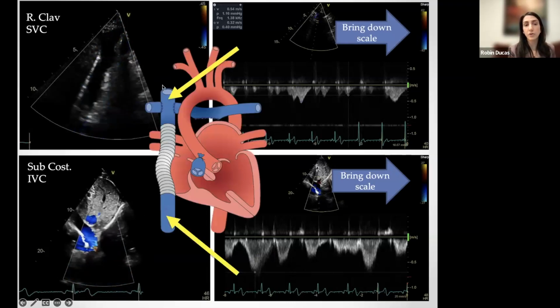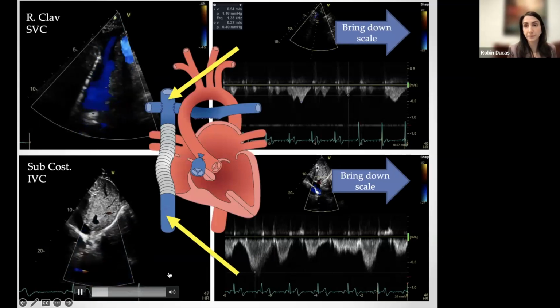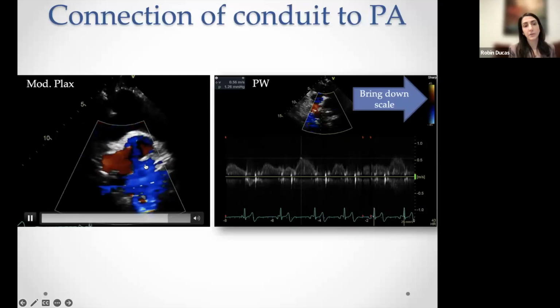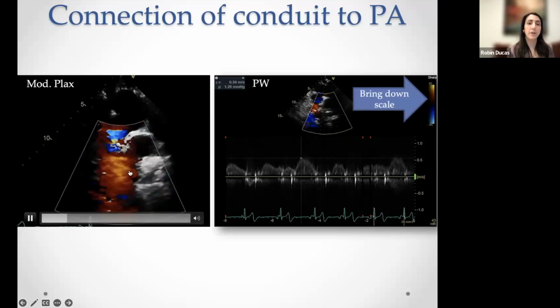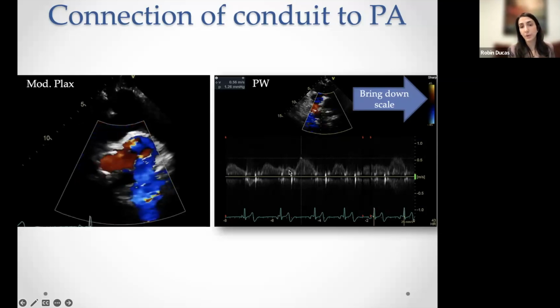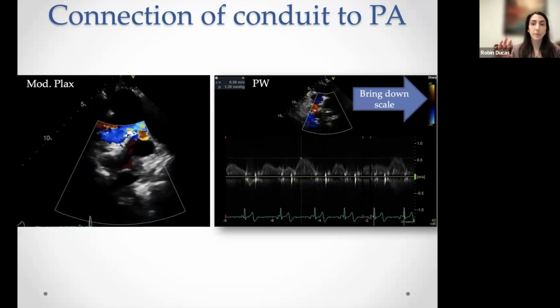If you can find the connection from the conduit into the PA, that's also helpful to image if available. And that connection here may look something like this. So this is a modified parasternal long axis view. That's the conduit coming in, and this is the right pulmonary artery here. That's the venous blood. And in this case, we were able to show that once again, we've got low velocity respiratory phasic flow.